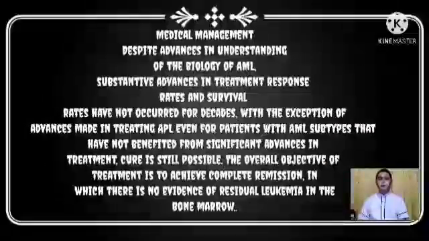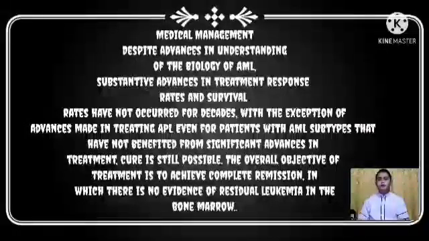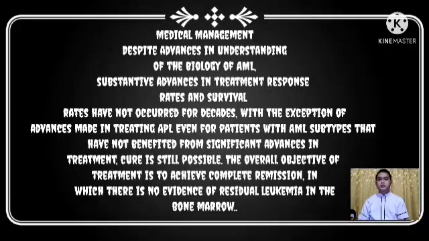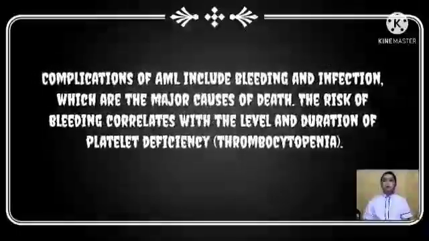Then the medical management. Despite advances in understanding of the biology of acute myeloid leukemia or the AML, substantive advances in treatment response rates and survival rates have not occurred for decades, with the exception of the advance made in treating APL. Even for patients with the AML subtypes that have not benefited from the significant advance in treatment, a cure is still possible. The overall objective of treatment is to achieve complete remission, in which there is no evidence of residual leukemia in the bone marrow. Then next is the complication.